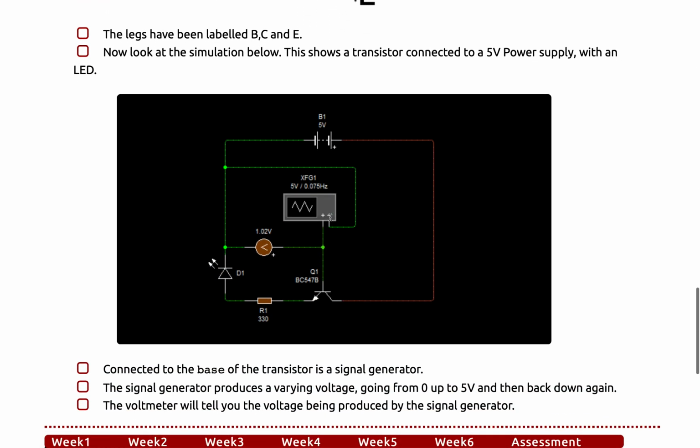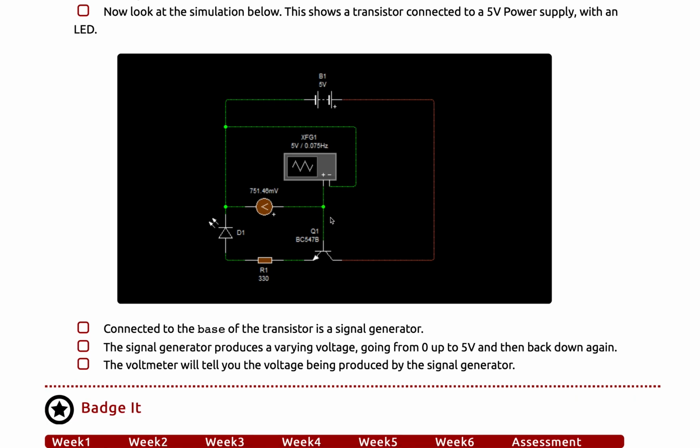So let's have a look at an example. So here's an example of a circuit, and this is the one on week 1 that you've got to write up for the badge and explain what's going on. So let me explain away, and then hopefully you can put it in your own words, and off you go.